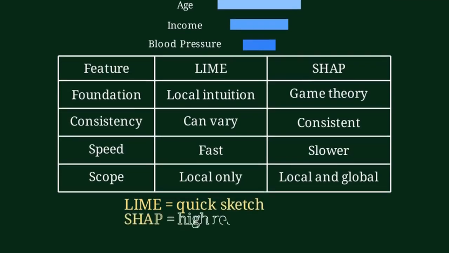If you need a quick explanation for one case, use LIME. If you need the most accurate and reliable explanation, use SHAP. In simple terms, LIME is a quick sketch, while SHAP is a high-resolution photograph.